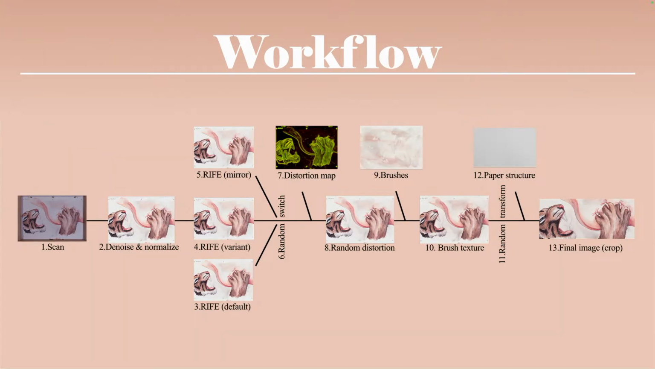Our workflow looked like that. We had our painted images. We would scan them using a copy scan stand. Then we would denoise them, so we would get rid of the paper structure so it didn't get interpolated. Normalize the values, so they all would have the same brightness, and then did an interpolation pass. Actually, we did 3 interpolation passes.